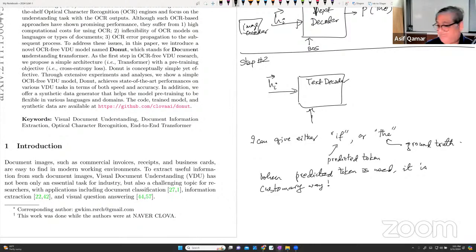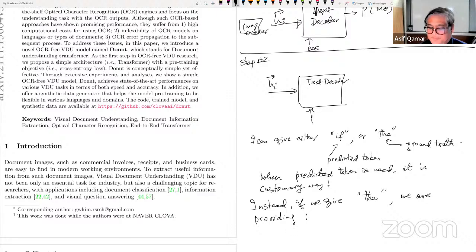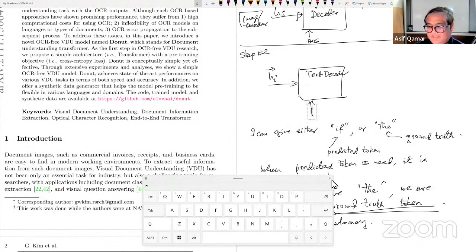So in training, what can we do? We can do two things. We can instead supply the ground truth token, isn't it? We are providing the ground truth token, which is non-customary. It is a deviation from what you would have expected. Does that make sense, guys?